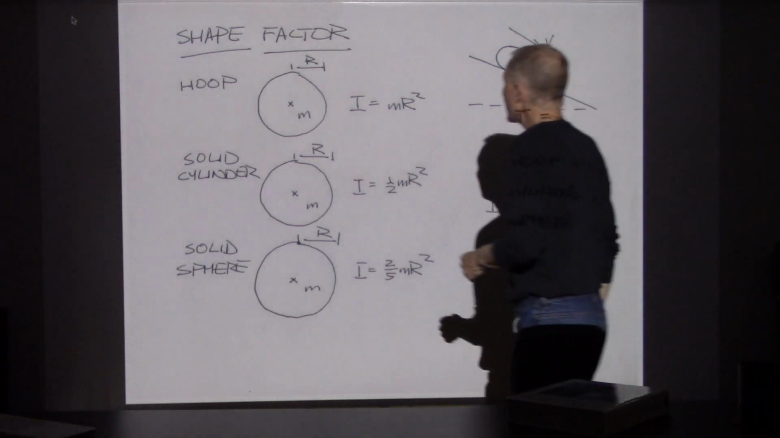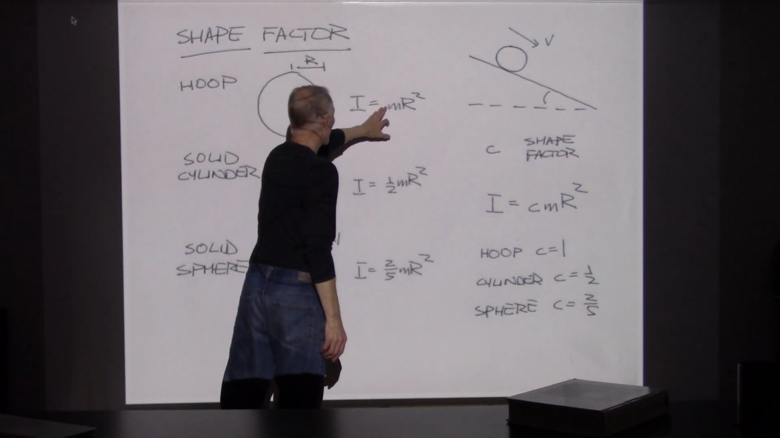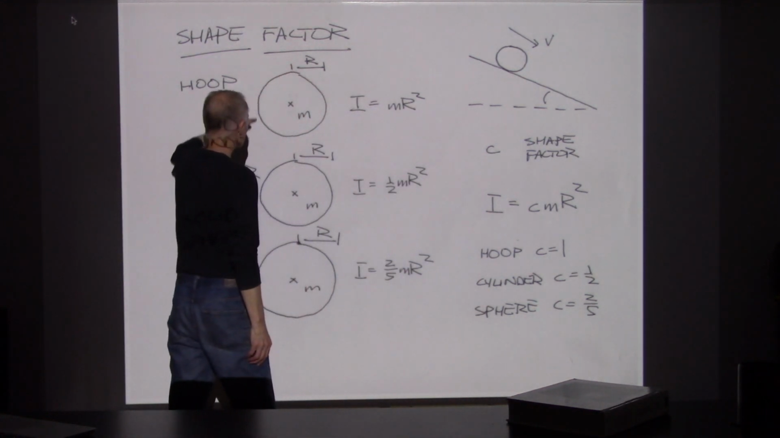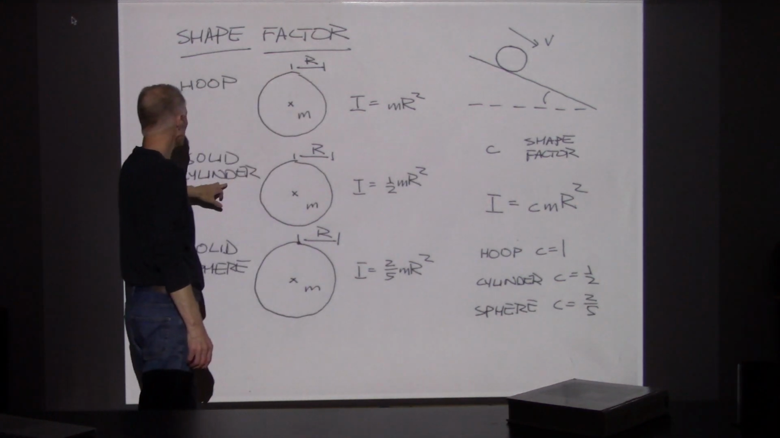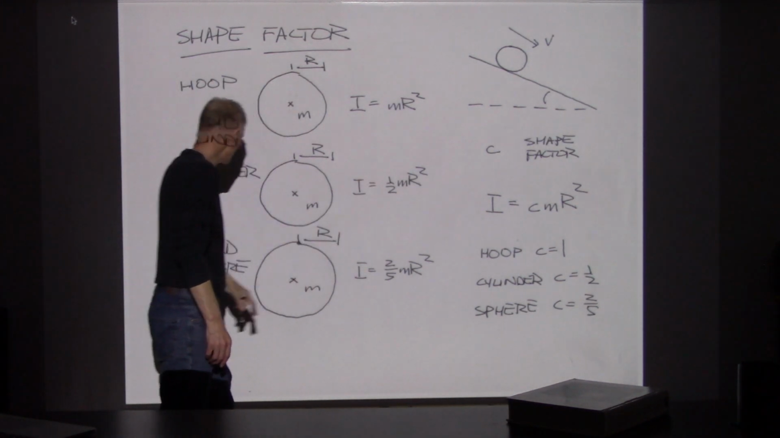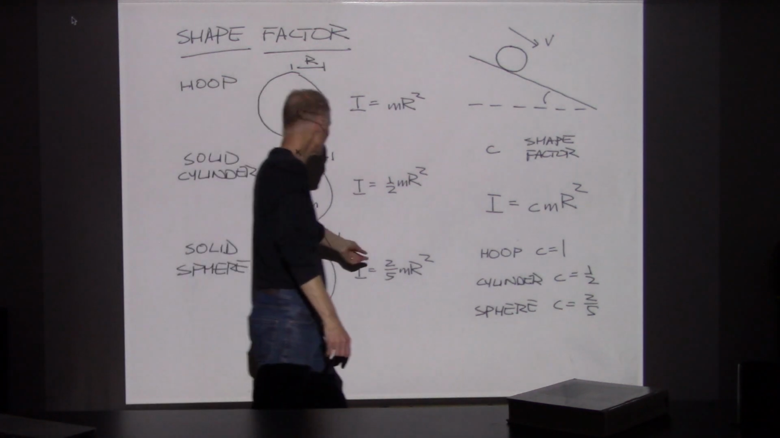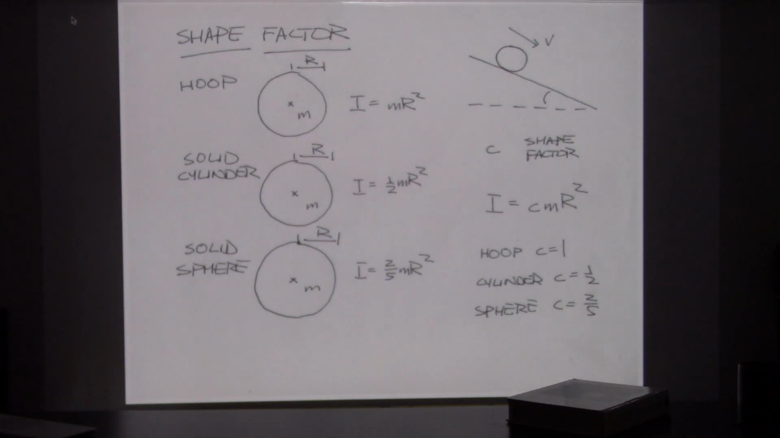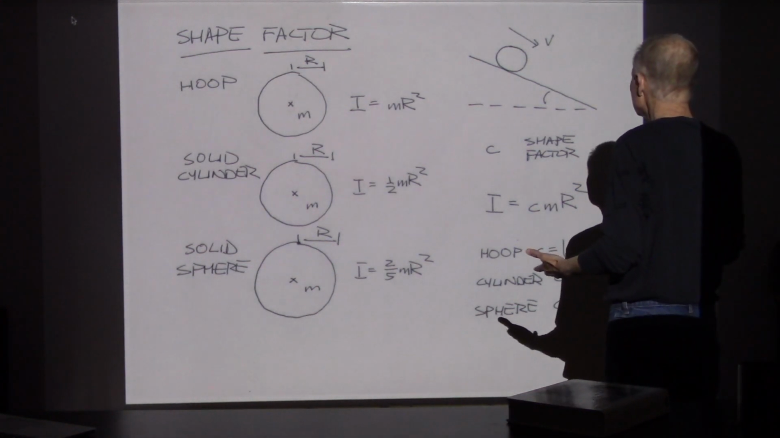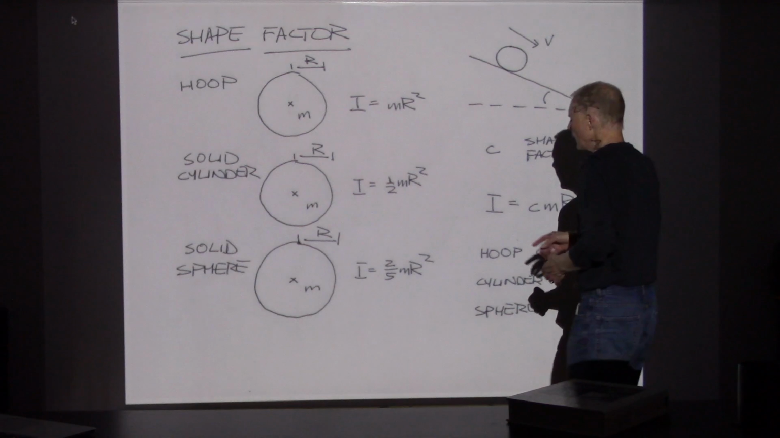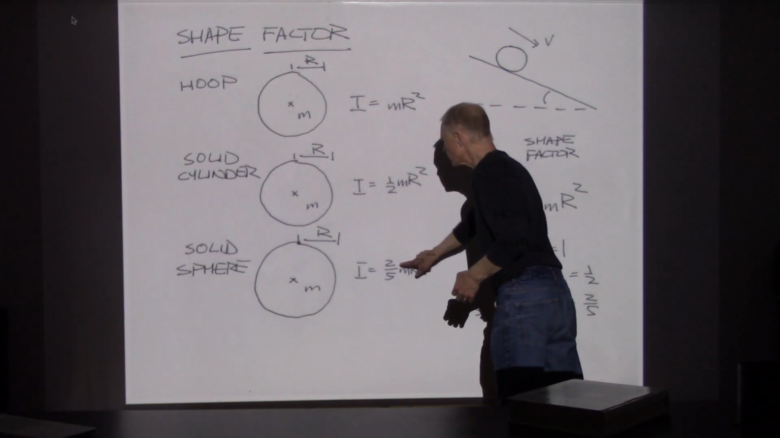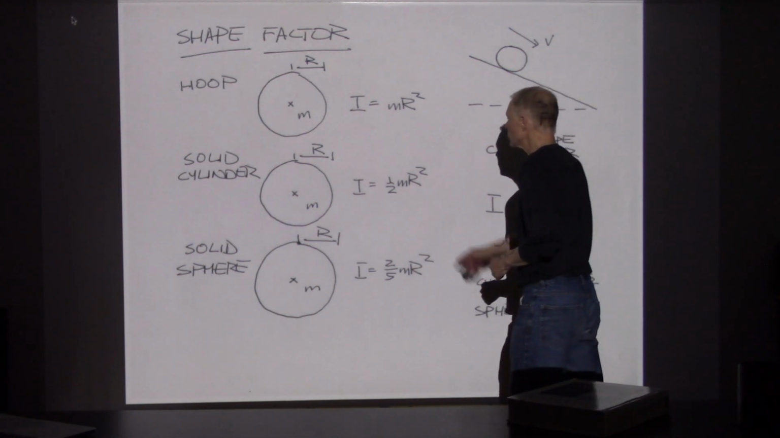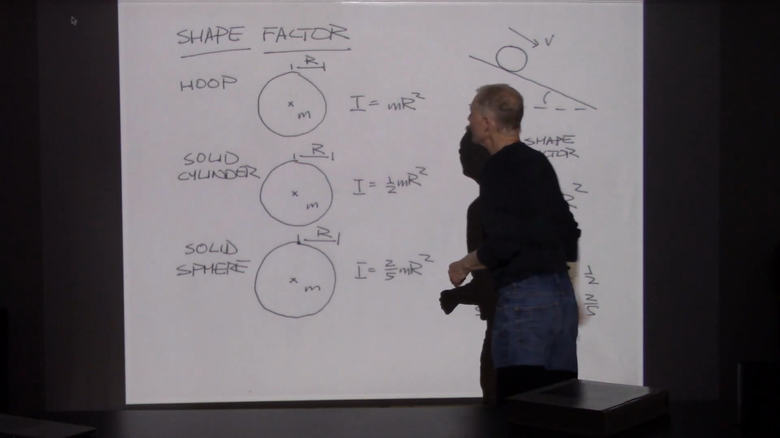So what we find is that the hoop has a shape factor of 1. Here, all the mass is around the edge. And the solid cylinder had a shape factor of 1/2. And the solid sphere had a shape factor of 2/5. Who gets to the bottom first? Who goes fastest? And it's the sphere. The sphere has the least rotational inertia. And we'll do this in more detail to show exactly why this happens. So the lower shape factor goes faster. And as the shape factors get bigger, that slows things down.